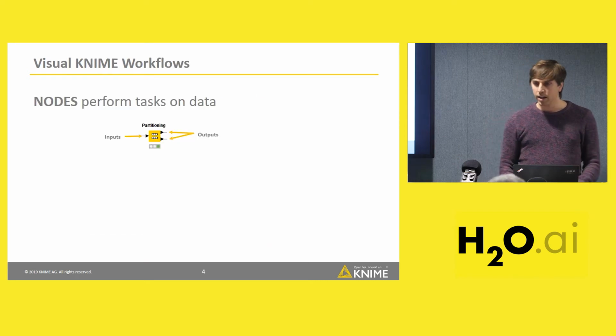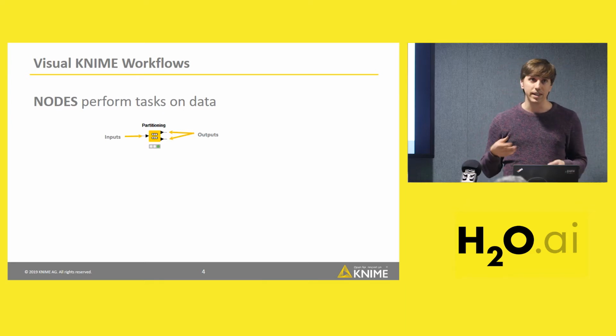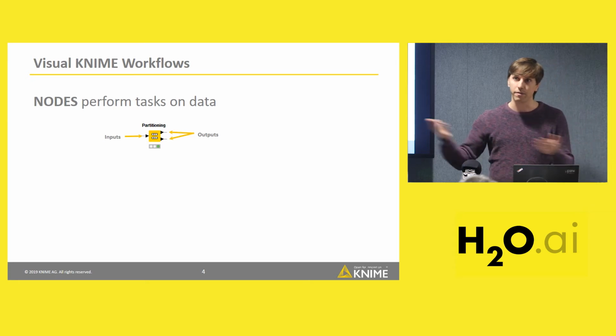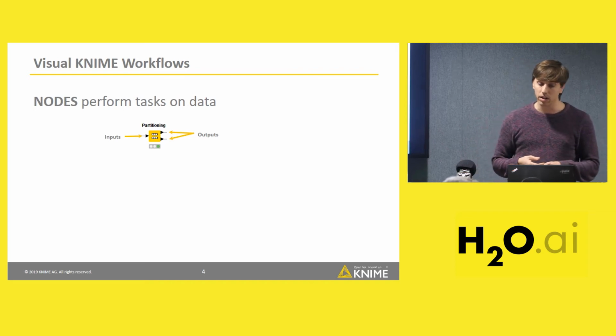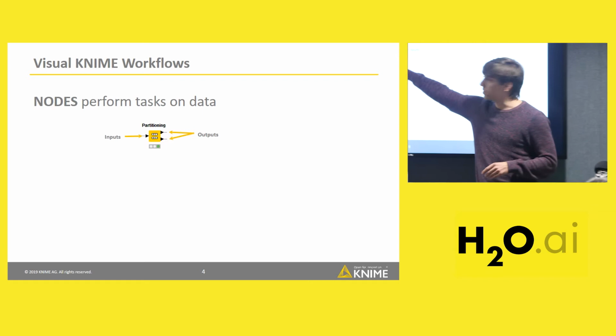I'm gonna show you the basic concepts within KNIME. So I was talking about data science applications. In KNIME, we call those things workflows. So you've got the data flow, that's a workflow. And a workflow consists of nodes. And every node performs one specific task.